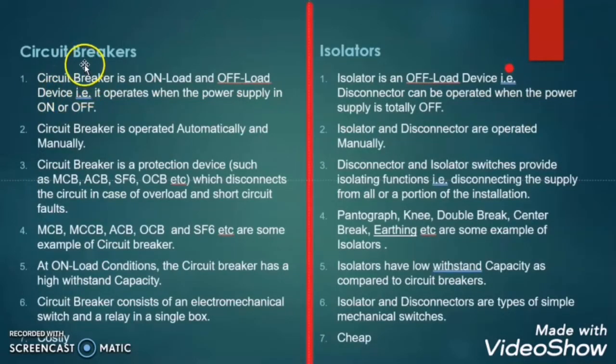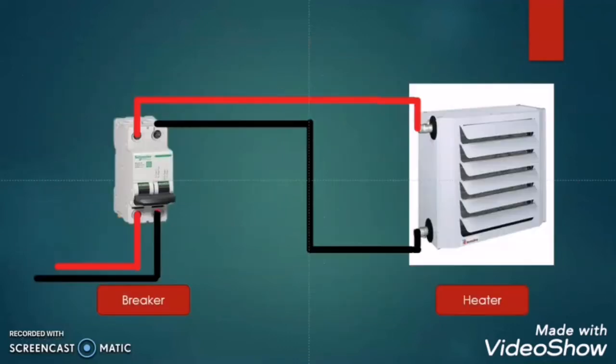The first difference between the circuit breaker and isolator is that a circuit breaker is an on-load and off-load device, but the isolator is only an off-load device. What does it mean? Let me explain what is on-load condition and what is off-load condition. In order to understand this, let us take an example.